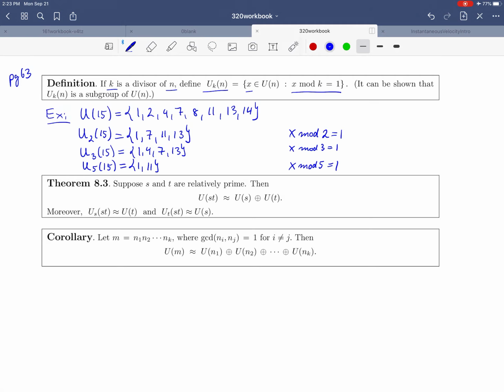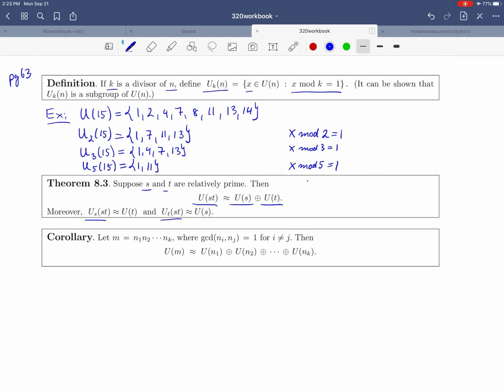With this new definition, we get Theorem 8.3, which says, suppose you have two numbers s and t that are relatively prime. Then the units mod s times t is isomorphic to the units mod s plus the units mod t. And moreover, we have that U sub s of s times t is isomorphic to U of t, and U sub t of s times t is isomorphic to U of s.